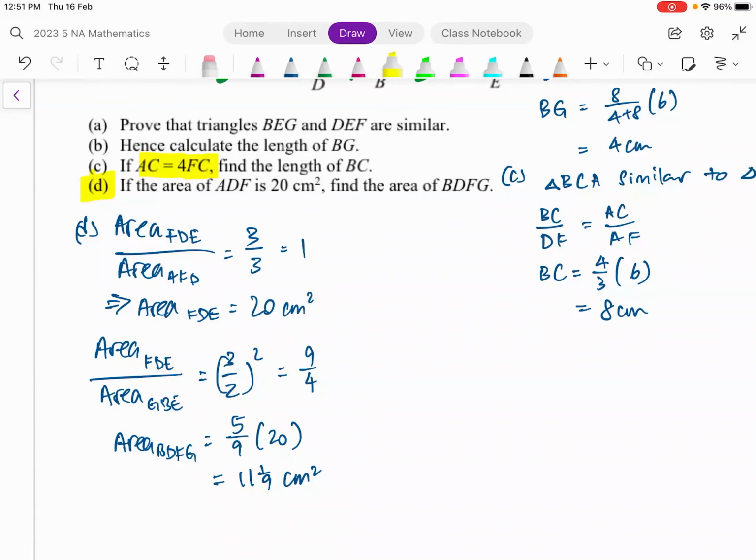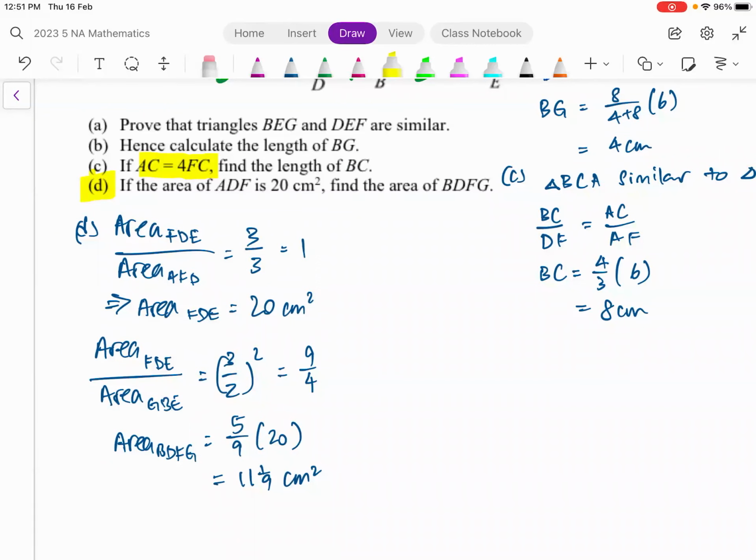Okay, so Joshua, you wanted 4C, right? AC is equal to 4 FC. Do you agree on this part? AF is allocated 3 units and FC is allocated 1 unit. Then you wanted the length of BC. Let me see where BC is.